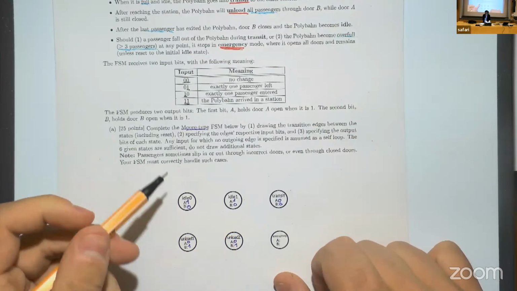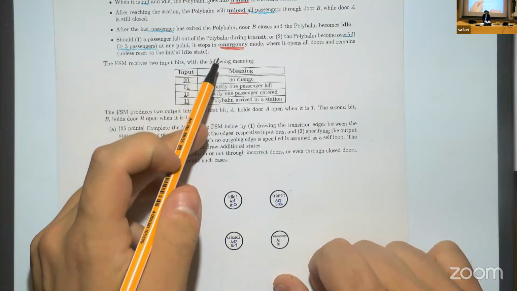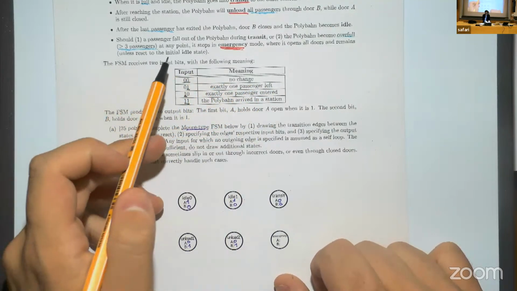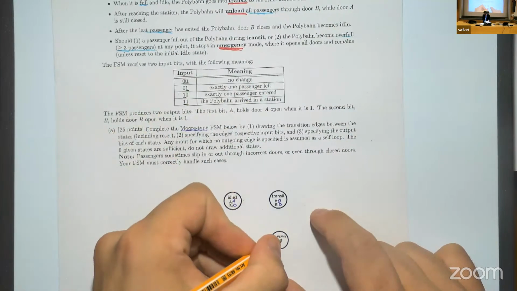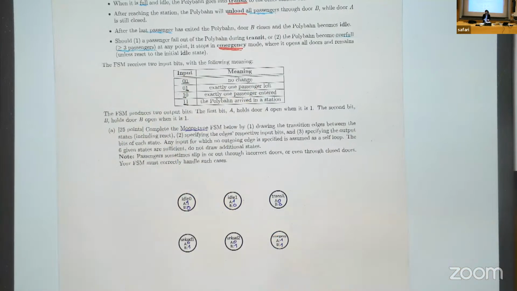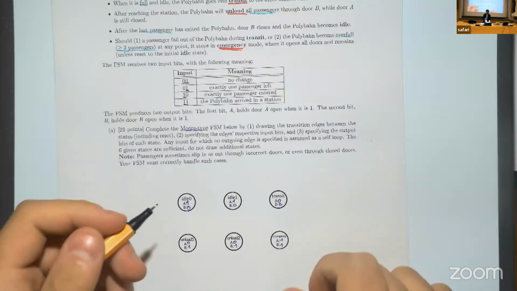Then the emergency state, let's see here. It opens all doors and remains there, so 1, 1, fine. So that's the states already done. It's half the exercise basically. But again, it's really easy to mix things up here. If you do something really bad and invert 0 and 1, that's a stupid way to lose lots of points.